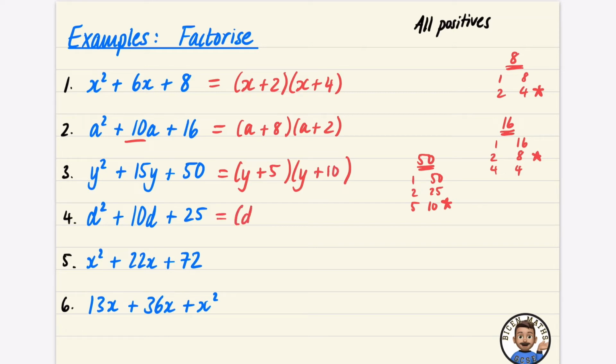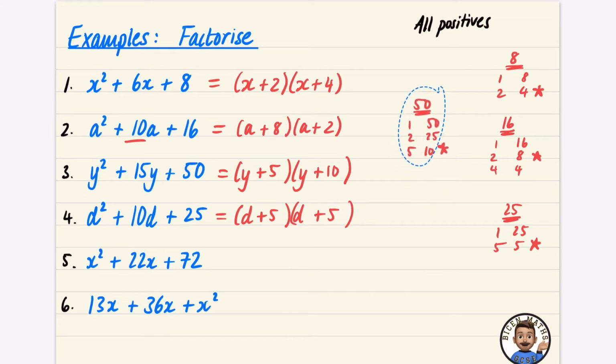This time we've got the letter d, so I'm going to put d inside the brackets, and I want them to multiply to 25, but add to 10. There's only 1 and 25, or 5 times 5, so 5 times 5 it's going to be d plus 5, d plus 5. Now think to yourself, I wonder if there is another way that I could write this. Well, there is. You could write this as d plus 5. When you multiply it by itself, you could write it as d plus 5 squared.